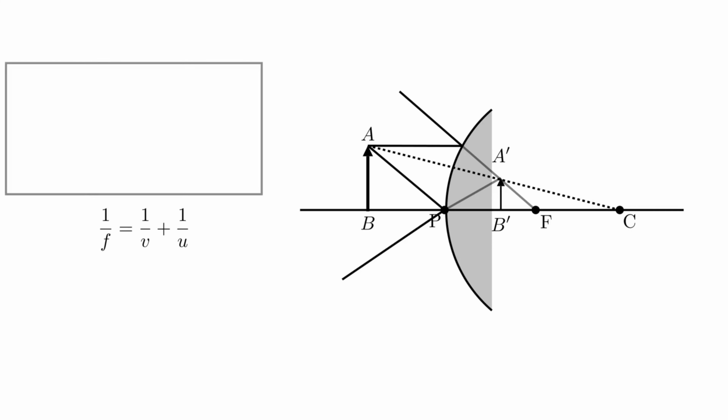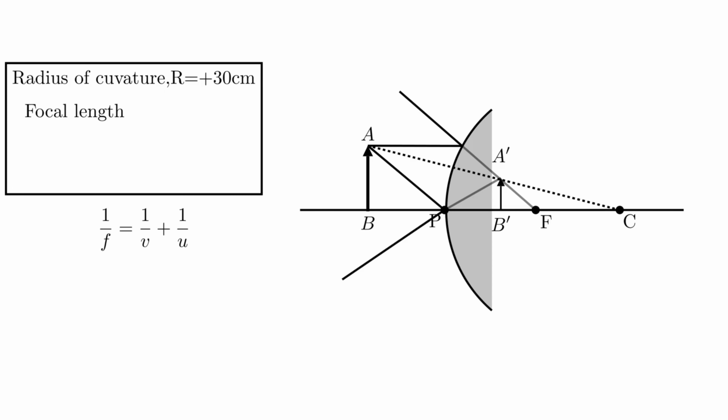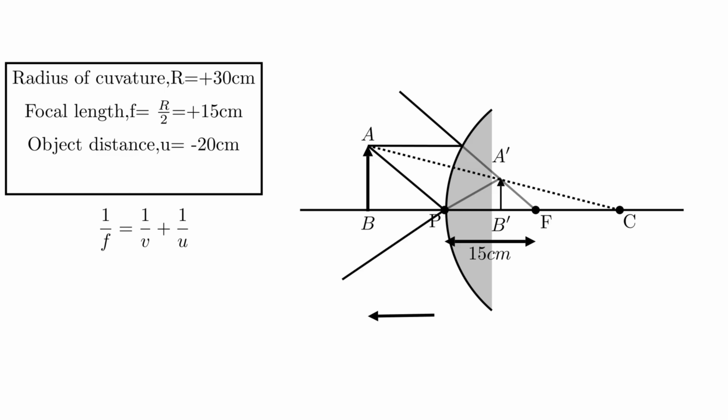Since radius of curvature is twice the focal length, the focal length equals half of the radius of curvature, which is positive 15 cm for a convex mirror. Distance of object u equals minus 20 cm. To find the position of the image, put the corresponding values in the mirror formula to get 1 over 15 equals 1 over v minus 1 over 20.